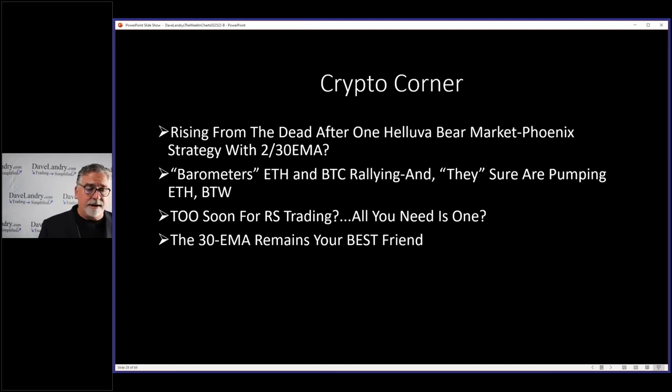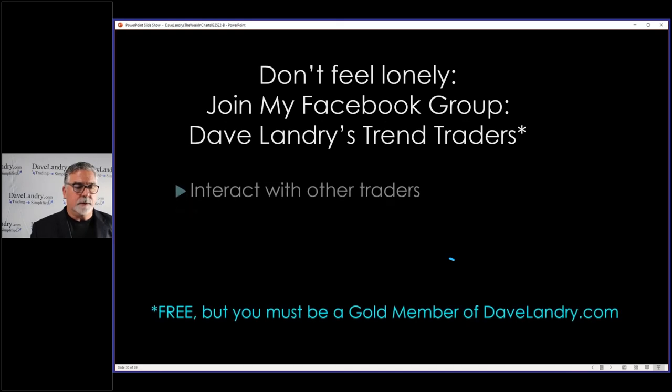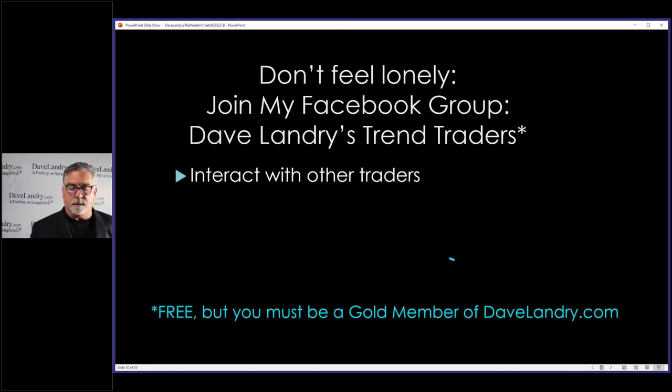I have to say the 30 EMA remains your best friend in crypto. If you didn't know a damn thing about crypto, but you wanted to trade and you didn't care what the pairs do or claim to do, which you shouldn't, then the 30 EMA remains your best friend. Don't buy any crypto that is below the 30 EMA, and that's going to keep you out of a lot of trouble.